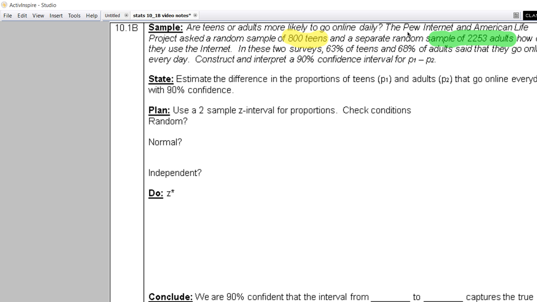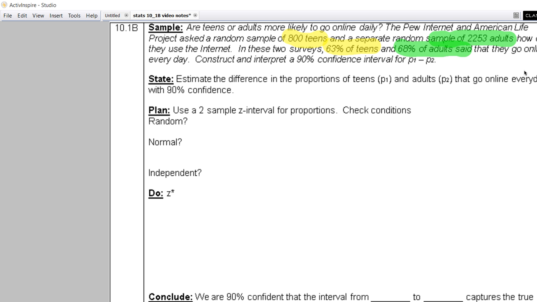So now in these two surveys, 63% of teens and then 68% of adults said that they go online every day. Construct and interpret a 90% confidence interval for p1 minus p2. So our state part, we're going to estimate the difference in the proportion of teens, p1, and adults, p2, that go online every day with 90% confidence.